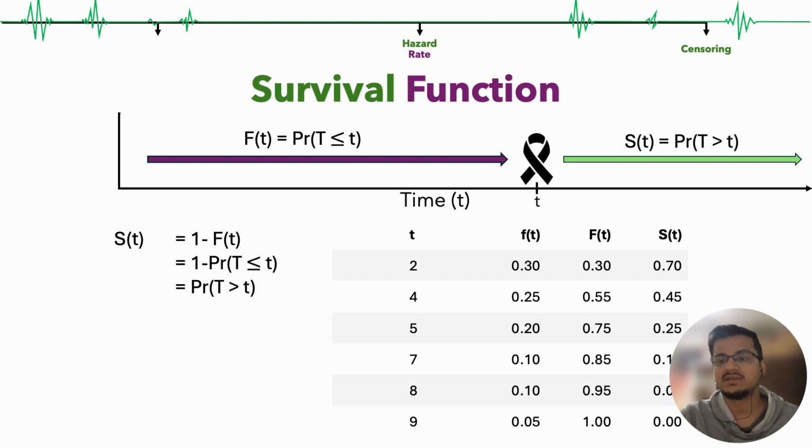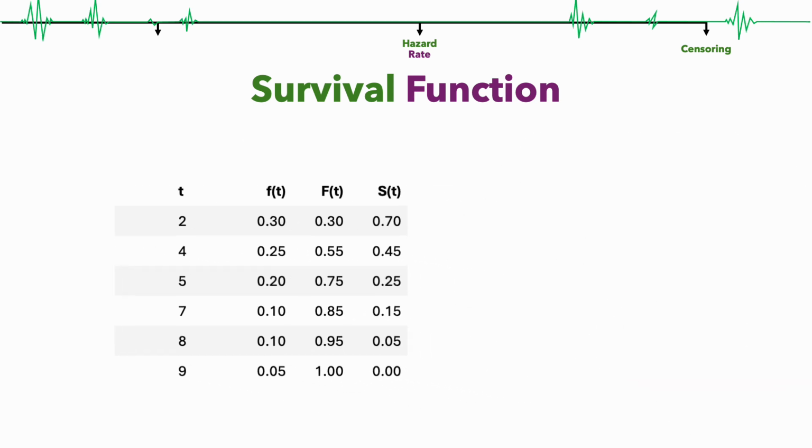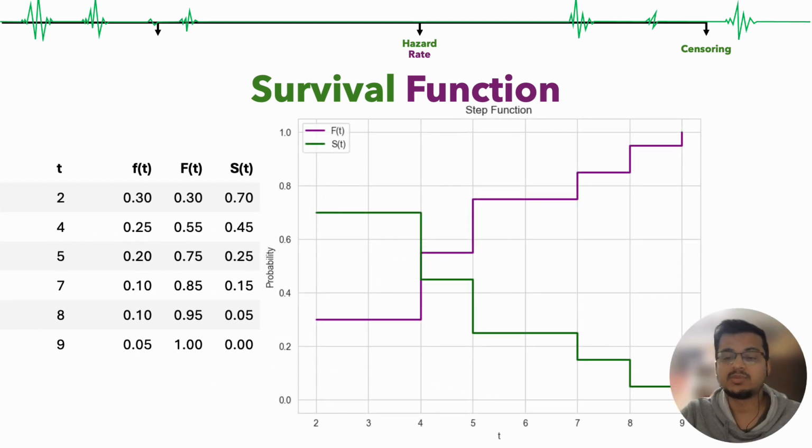Similarly, the probability that they die within the first 4 years is 0.3 plus 0.25, which is 0.55. So that's the probability that they die within the first 4 years, and the survival function represents the probability that they live beyond 4 years, which is 0.45. Now let's show this in a graph. And as we expect, the probability of survival decreases as the time t increases, indicating a lower likelihood that a cancer patient will make it past 9 years after first being diagnosed with cancer.